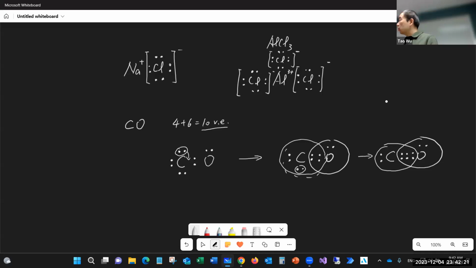And you replace those 3 paired electrons, it becomes a triple bond. Then that's it. Does it make sense, right? So that's going to be the Lewis structure for carbon monoxide.